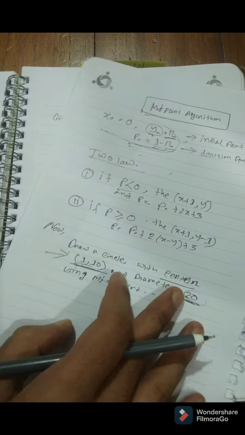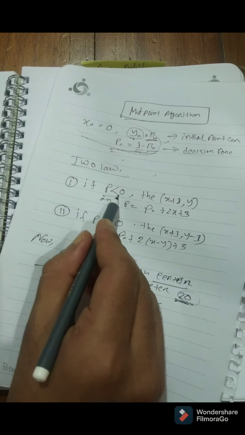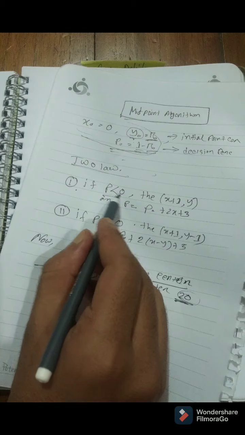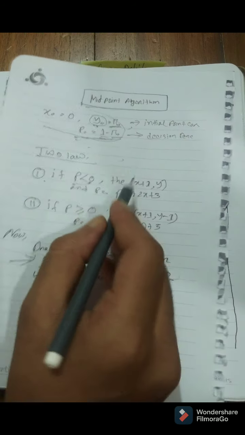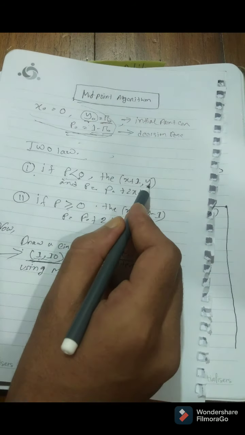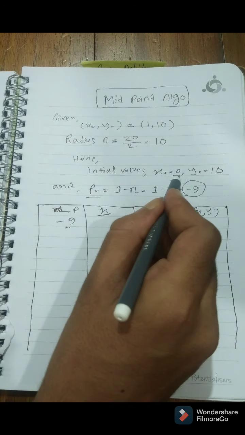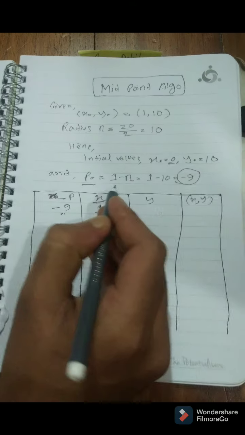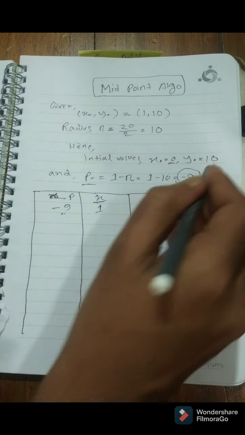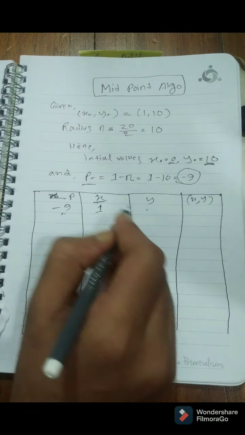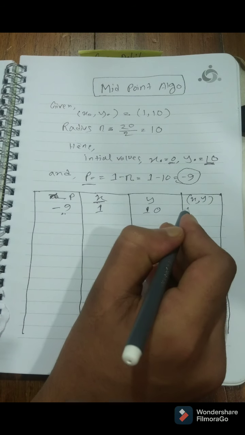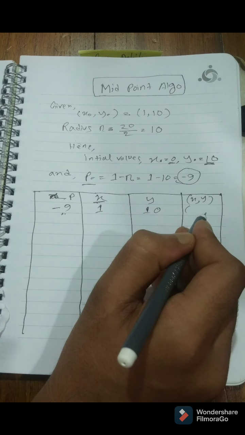So we have two laws. The first law is: if p is less than 0, then x will be increased by 1 and y should be the same. So x was 0, so x will be 1 after increasing, and y should be the same, meaning y is 10. So here we can write 1 comma 10.